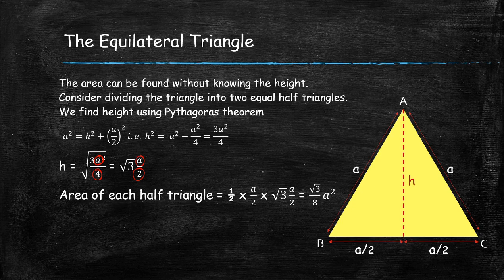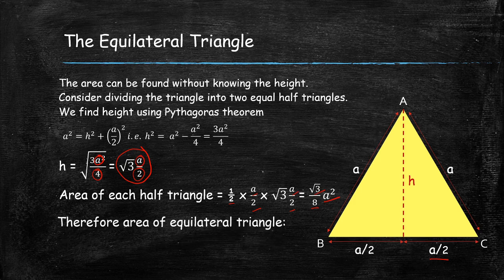Now that we found the height, we can find the area of each half triangle. Half into a upon 2 into root 3 a upon 2. We found the height here, so we use it. 2 into 2 into 2, we get the denominator as 8. A into a, we get a square, and root 3 remains root 3.